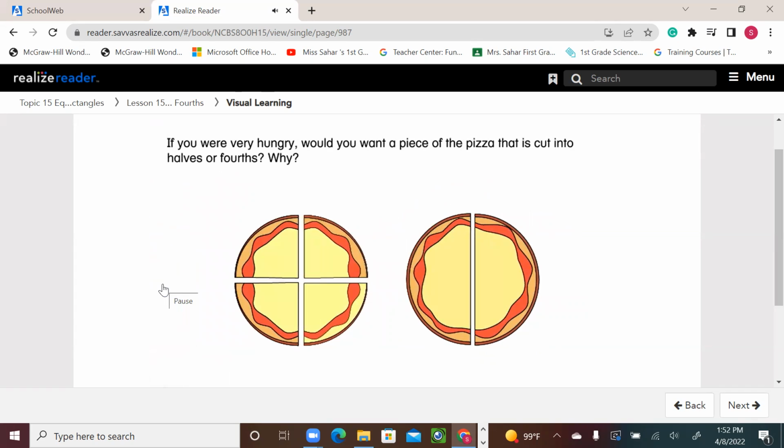If you were very hungry, would you want a piece of the pizza that is cut into halves or fourths? Why?